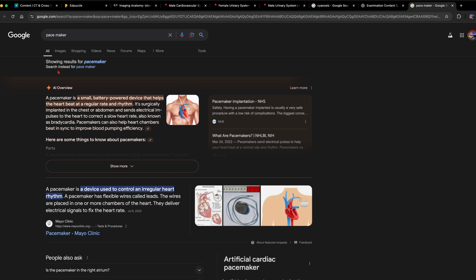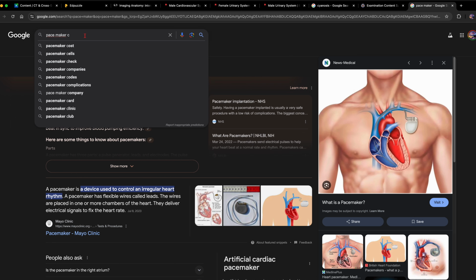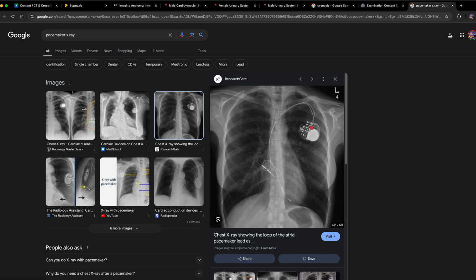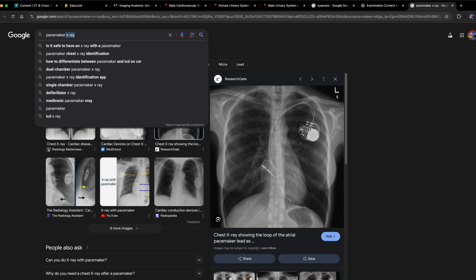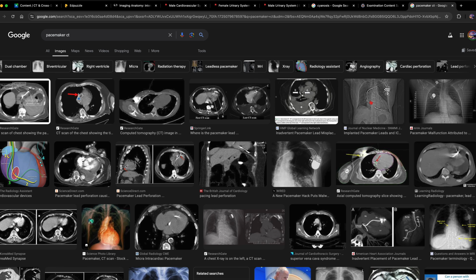If you look up pacemaker, this is what it looks like in 3D space right there. And let's look it up first on X-ray. And you can see it there on X-ray. Typically it's on the patient's left. And then on CT, you can see it there on CT.